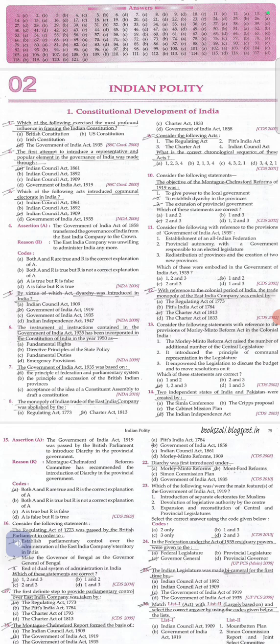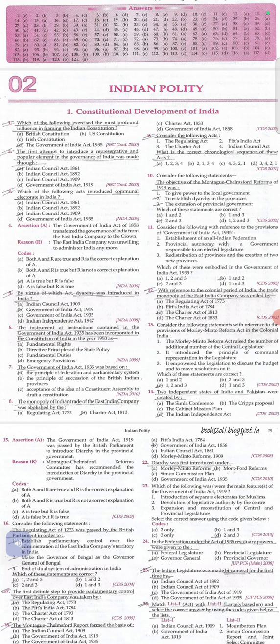Indian Councils Act 1909. Assertion A: The Government of India Act of 1858 transferred the governance of India from the East India Company to the Crown. Reason R: The East India Company was unwilling to administer India anymore. A is true but R is false. By virtue of which act was diarchy introduced in India? Government of India Act 1919.